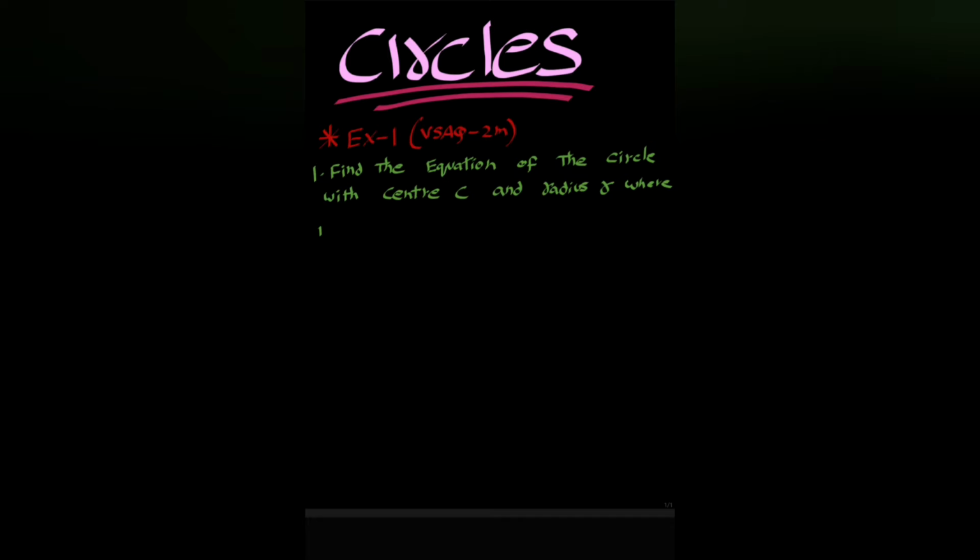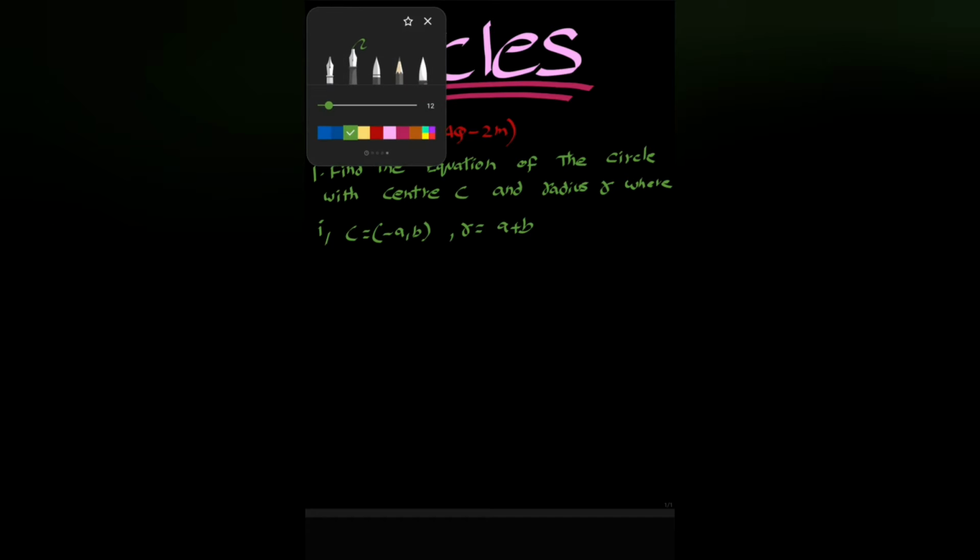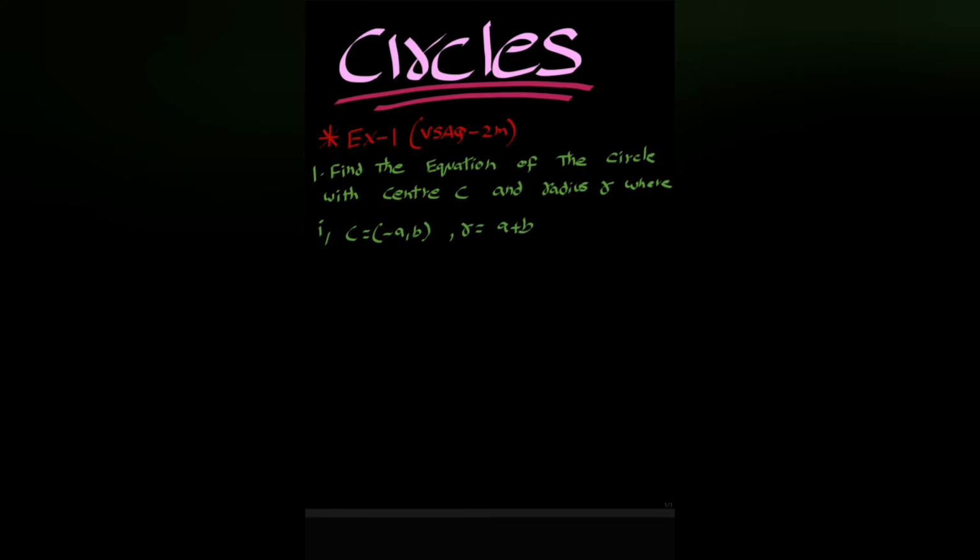So in this first one, C is given as minus a comma b and r equal to a plus b. In the question they asked to find the equation of the circle where the center and radius are given. So if center and radius are given, we have a formula.